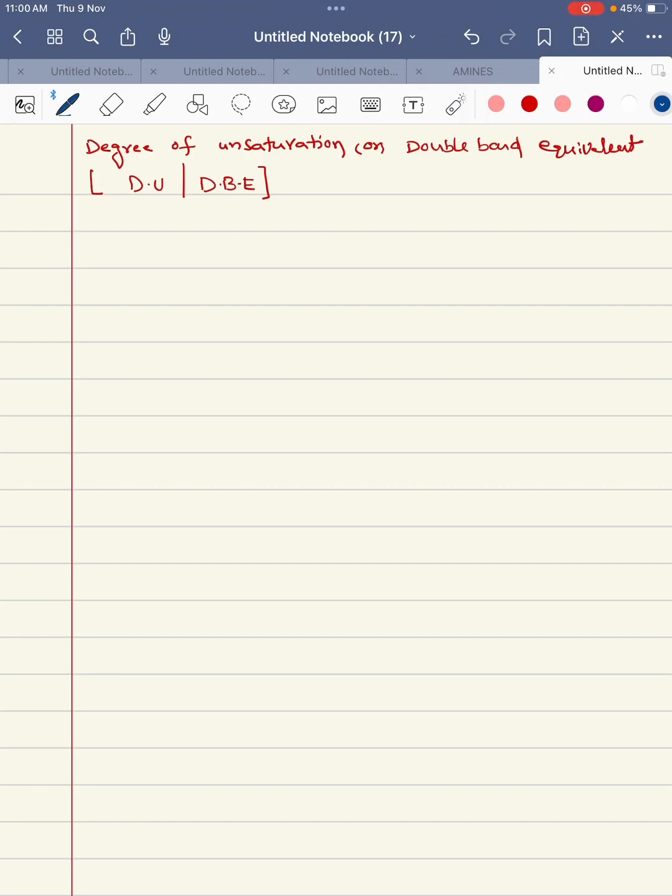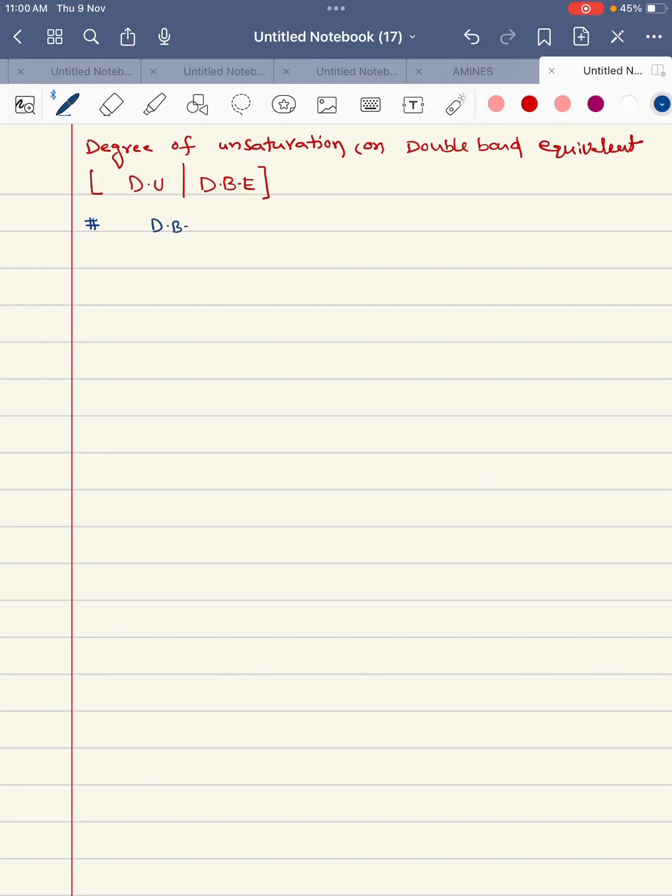Suppose in the examination they only give you the molecular formula and say Du is equal to 2. Therefore, how many double bonds are there? Two double bonds are possible. How many triple bonds or double bonds are possible? We can find this out easily with the help of the degree of unsaturation.